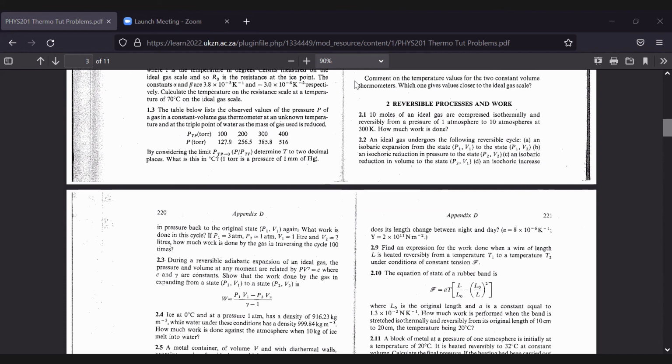So if I just draw a little bit here, let me just sketch it in here. So we've got P and V. So the first bit is an isobaric expansion. So that means that the pressure is constant. So it looks something like this.